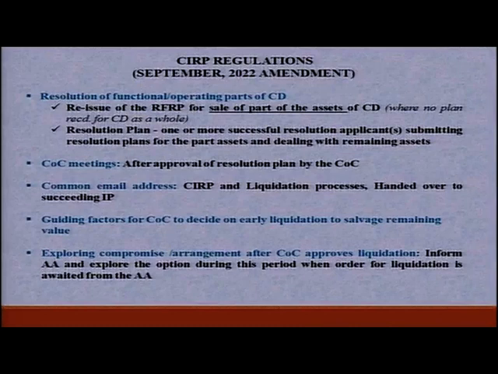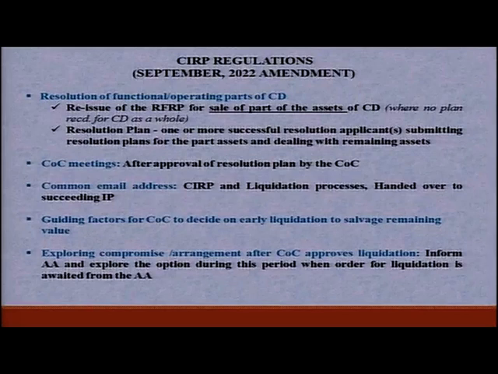part resolution of the company as well, where maybe a certain asset of the company is viable whereas the others are not. So this amendment allows part resolution where only a certain asset of the company is resolved. Secondly, this can only be done after approval of the resolution plan by the COC. A common email ID has also been provided for CRP and liquidation so that there is a smooth handing over and taking over from the CRP to the liquidation.